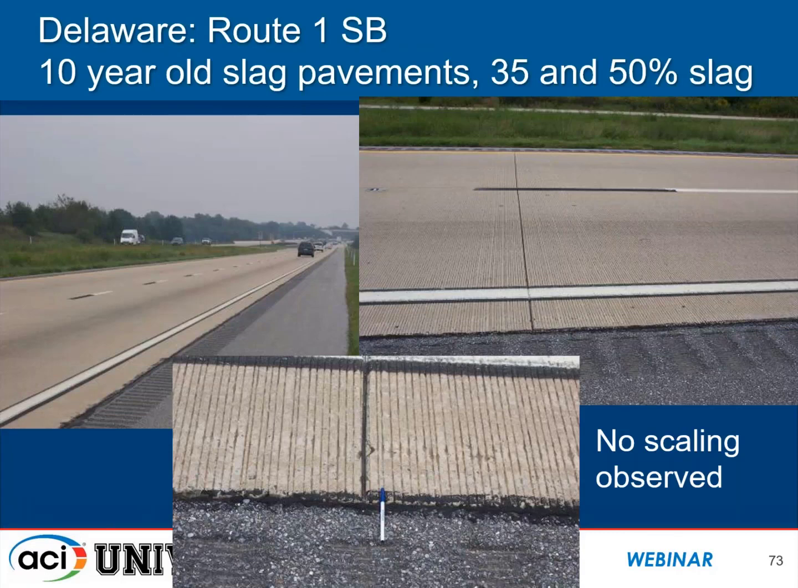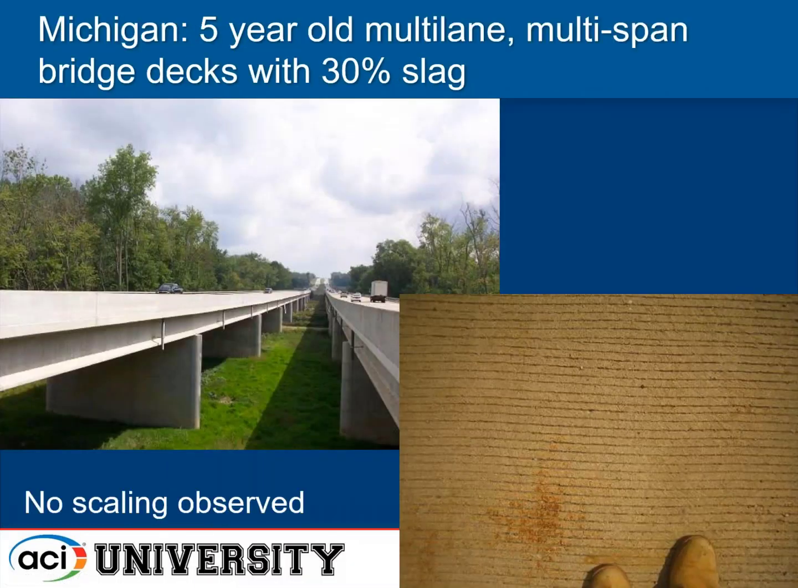In Delaware, here's some pavements that are 10 years old. They use both 35 and 50% slag. And you can still see the tine marks after 10 years on these concretes. There's no scaling observed for these pavements in Delaware. Here's in Michigan, a 5-year-old multi-lane, multi-span bridge deck with 30% slag, and there's no scaling observed. Again, you can see the lateral tine marks on the pavement.